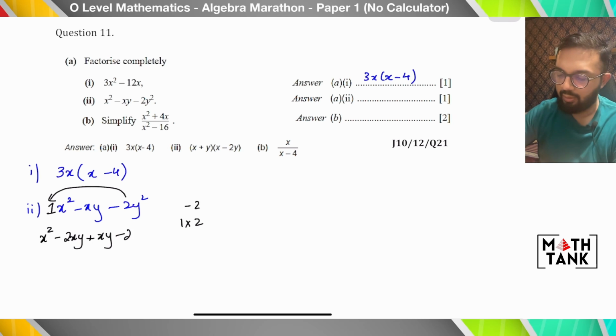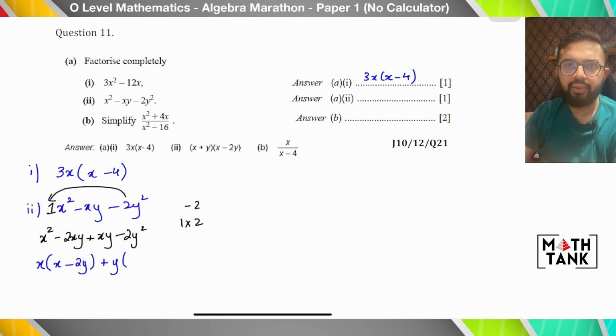What do I see common in the first two terms? I see an x common in the first two terms. So I'm going to say that this is left. I'm left with x minus y, x minus 2y. I'm sure you can see that y is common in the next two terms. So again, I'm left with x minus 2y. So I have x minus 2y and x plus y.